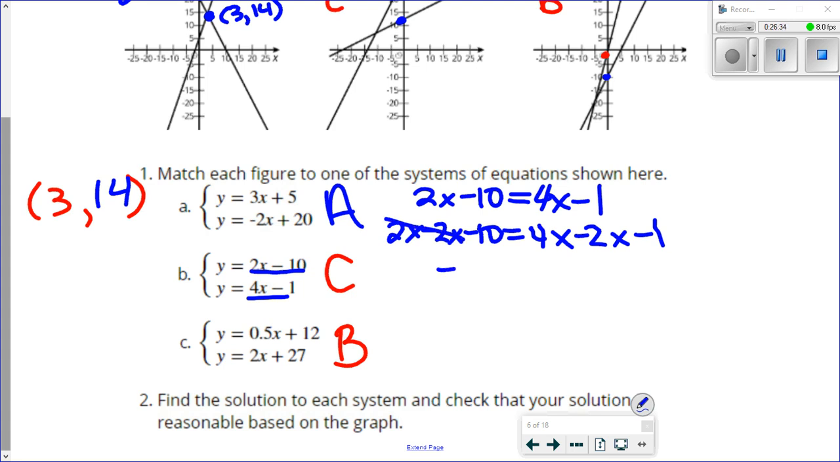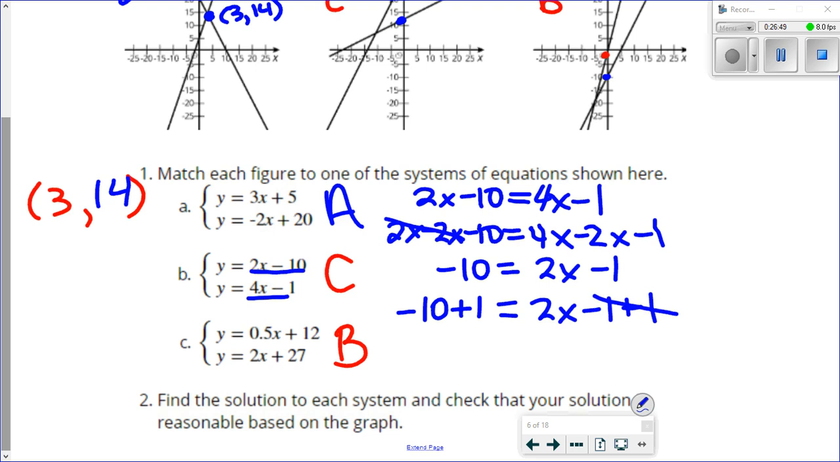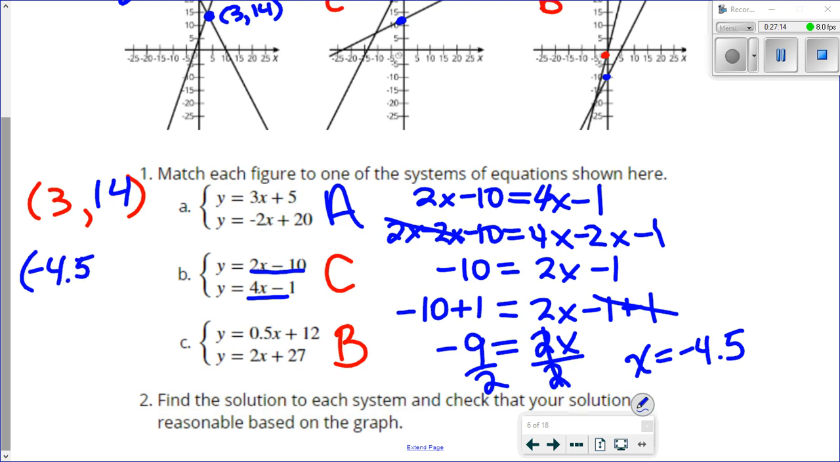I got a 0 pair on the left, so I have negative 10. 4x minus 2x gives me 2x on the right, minus 1. Then I'm going to go ahead and add 1 to both sides to balance the equation and to eliminate my minus 1 from the right. And I get negative 10 plus 1, which is negative 9, equals 2x. And then last but not least, to solve for x, I need to divide by 2. And when I divide negative 9 by 2, I get negative 4.5 for x. So now I have a solution for x, negative 4.5.